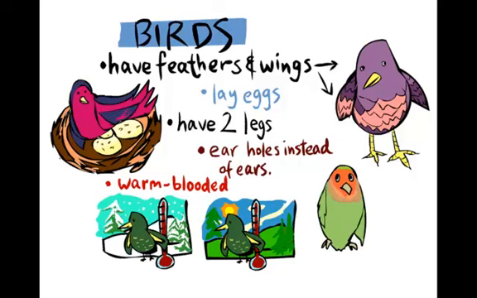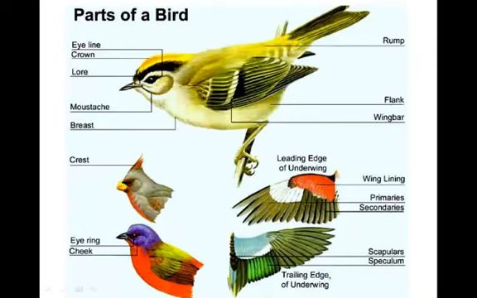And they have ear holes instead of ears. And maybe you noticed when you were holding some of the chicks, they have those little ear holes. And they're warm-blooded. And the other term for that is endothermic. So they produce heat from within.